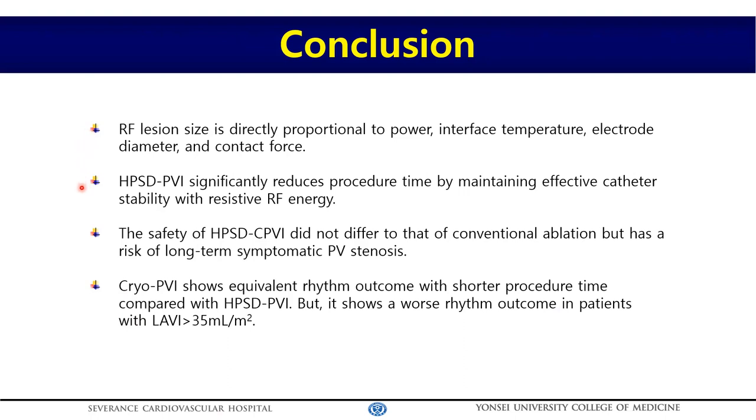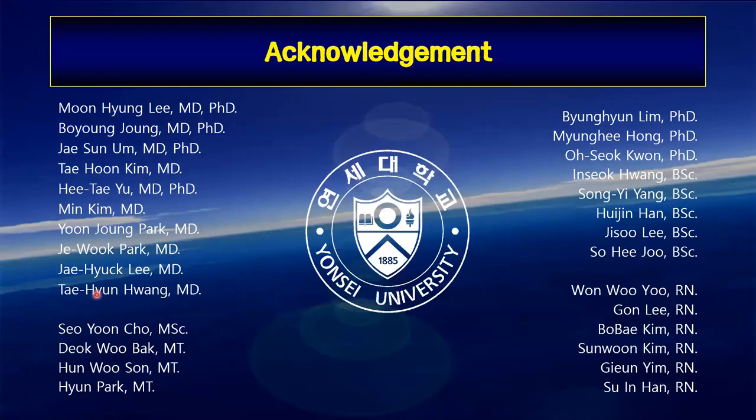So in conclusion, ladies and gentlemen, RF lesion size is directly proportional to power, interface temperature, electrode diameter, and contact force. Hypershort duration PVI significantly reduces procedure time by maintaining effective catheter stability and resistive RF energy. The safety of hypershort duration PVI did not differ from that of conventional ablation, but it has a risk of long-term symptomatic PV stenosis. Cryo PVI shows equivalent rhythm outcome with shorter procedure time compared with hypershort duration PVI. However, it shows a worse rhythm outcome in patients with LA volume index over 35. Thank you very much for your attention.